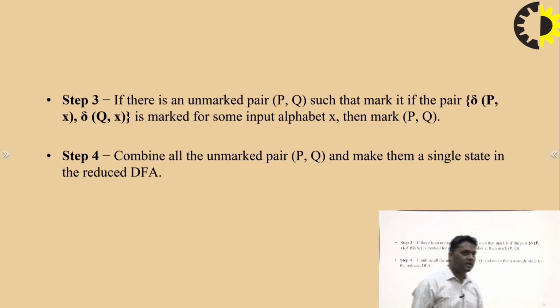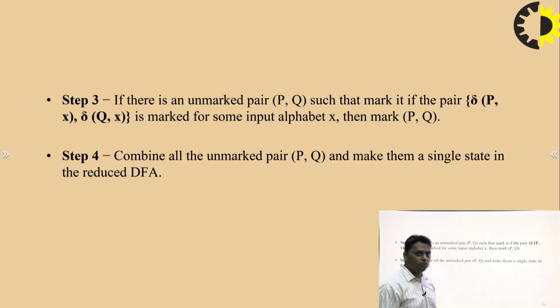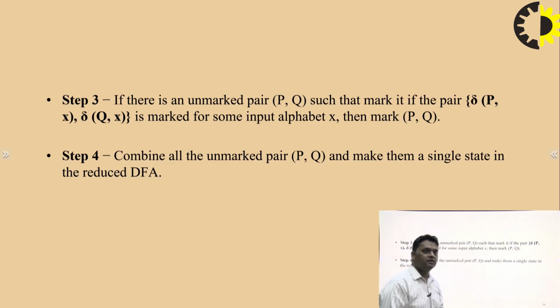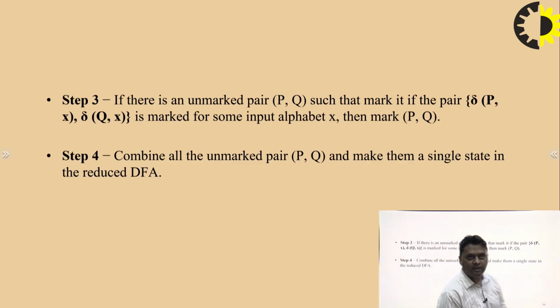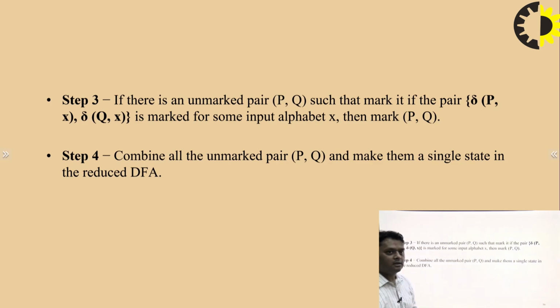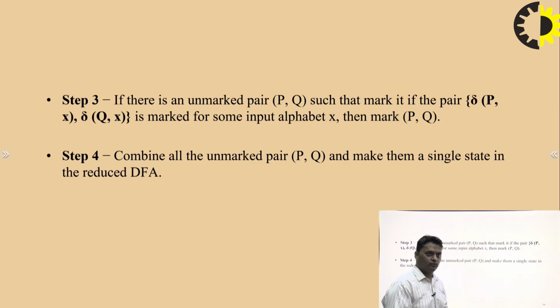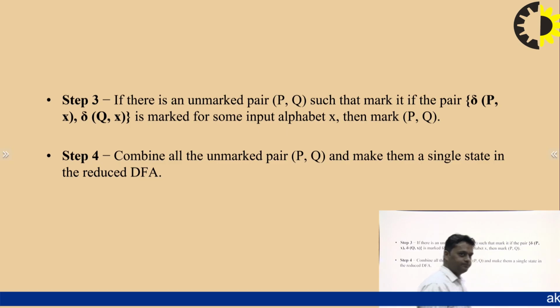Step 3, if there is an unmarked pair P, Q such that the pair of transitions P, X and Q, X is marked for some input alphabet X, then mark P, Q. Step 4, combine all the unmarked pairs P, Q and make them a single state in the reduced DFA. These are the basic four steps; we will explain them with a diagram.